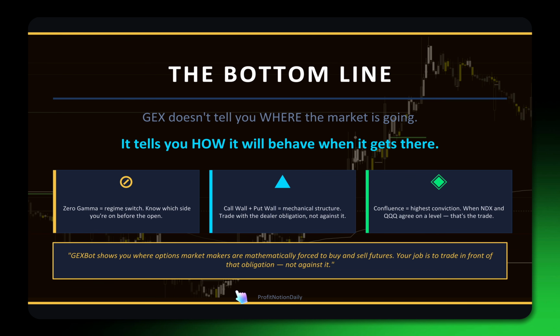So I guess a recap. You want to keep in mind where zero gamma is, right? You want to keep in mind what the call and put walls are. You want to keep in mind positive and negative GEX. And then when levels between the different sources match, that's higher confluence and higher conviction levels.